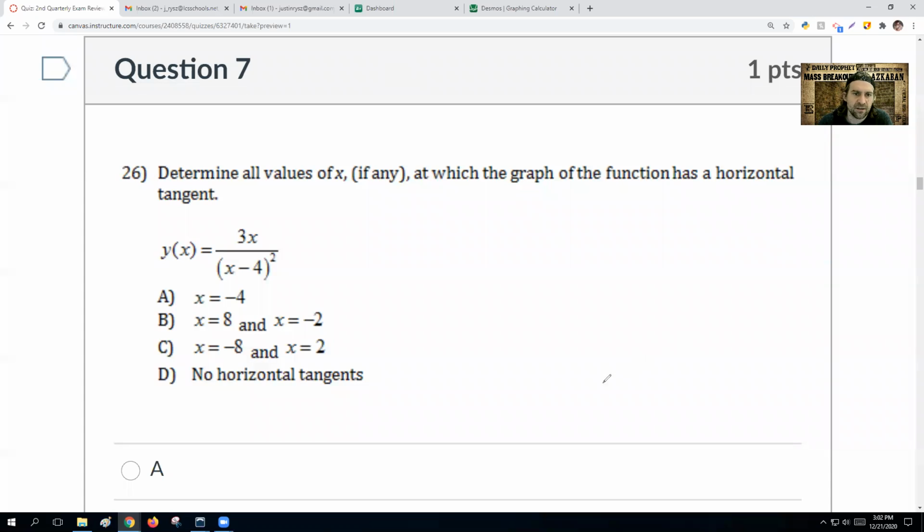All right, determine the values of x, if any, at which the graph of the function has a horizontal tangent. So for a horizontal tangent, we take the derivative and set it equal to 0. All right, this one here, we got to do the quotient rule with the chain rule in it. All right, so let's get this started. Should be fun.